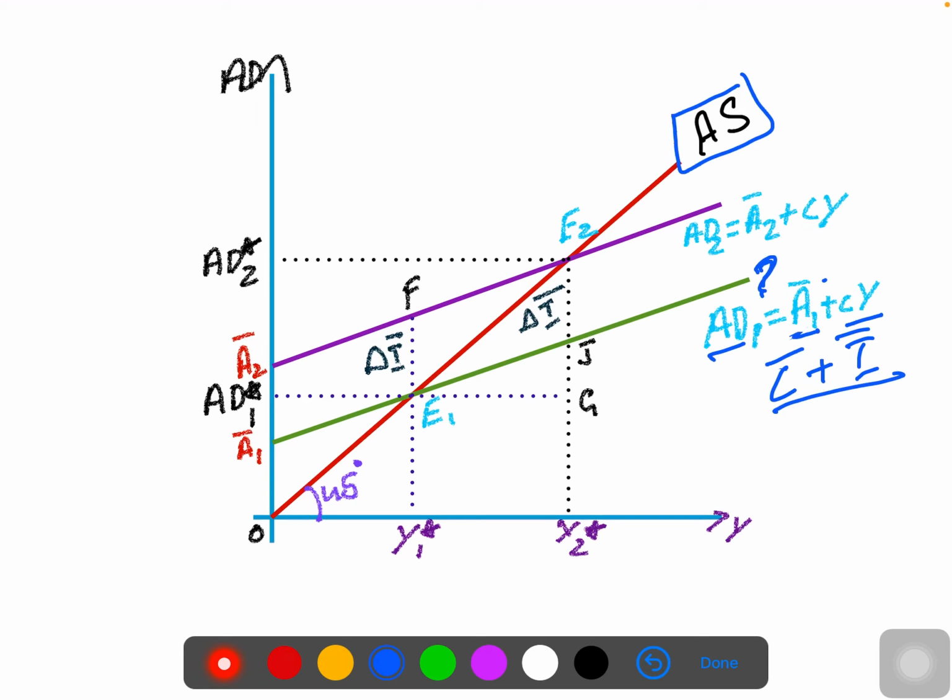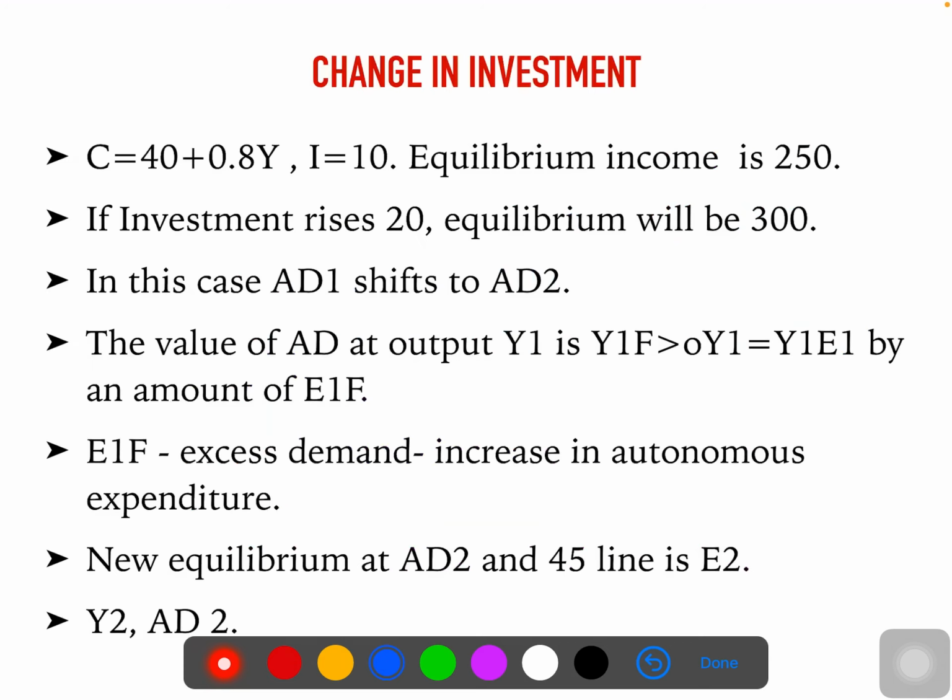Let's talk about one of the assumptions we are going to see here. We'll come back to the diagram again. In the first situation, let's take C equal to 40 plus 0.8Y. This is the autonomous consumption, and this is the induced consumption. Investment, take it as 10. And the total equilibrium income, consider 250.